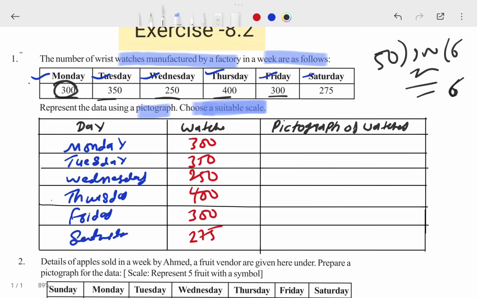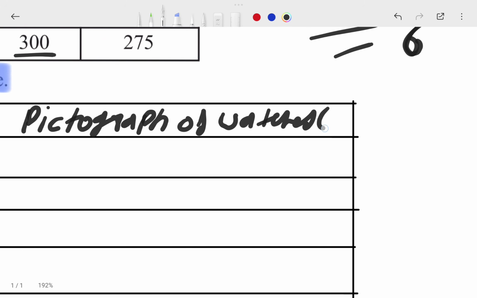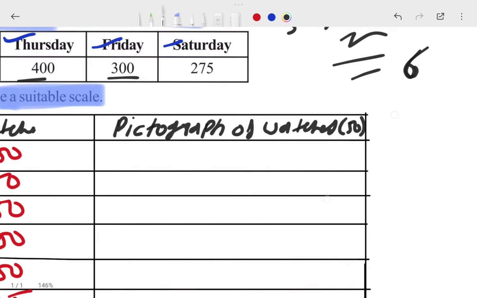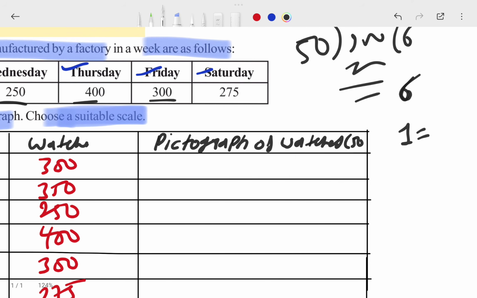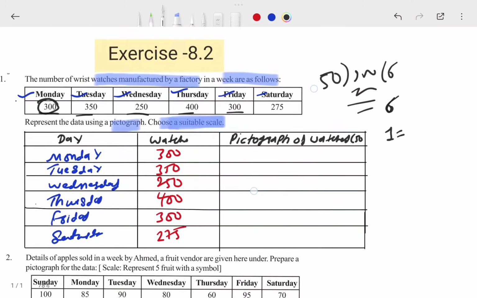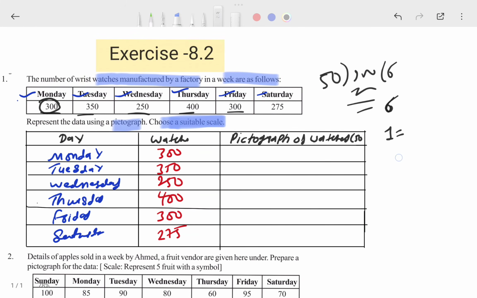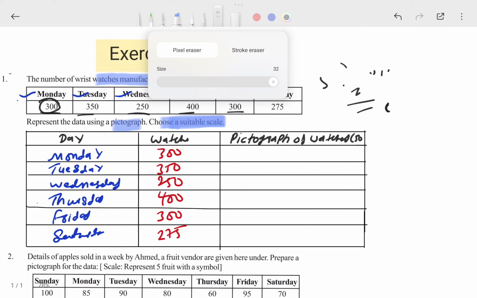So if you take the pictograph of the watches by the 50, okay, now if you take 50 watches, one symbol. Okay, now one symbol, let's make one symbol equal to 50. What I'm telling you here is generally what I want. Just wait a minute, I will take it.